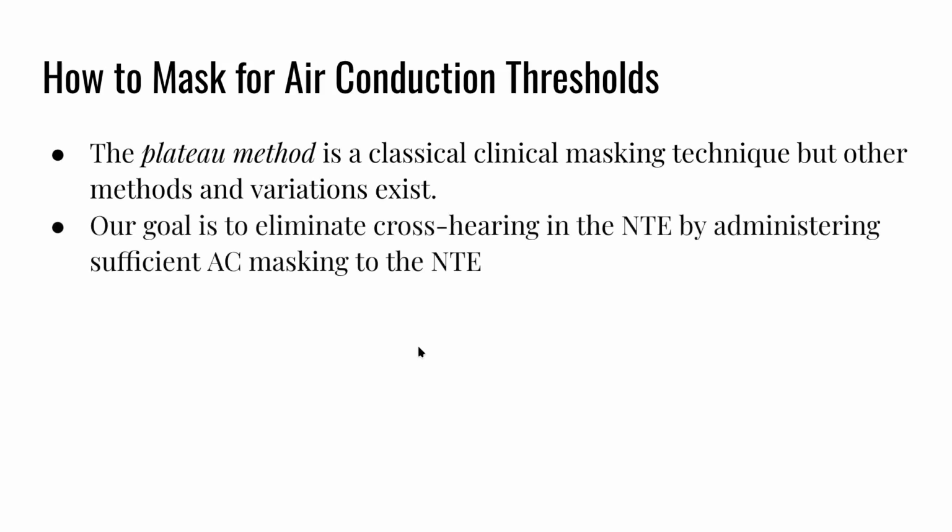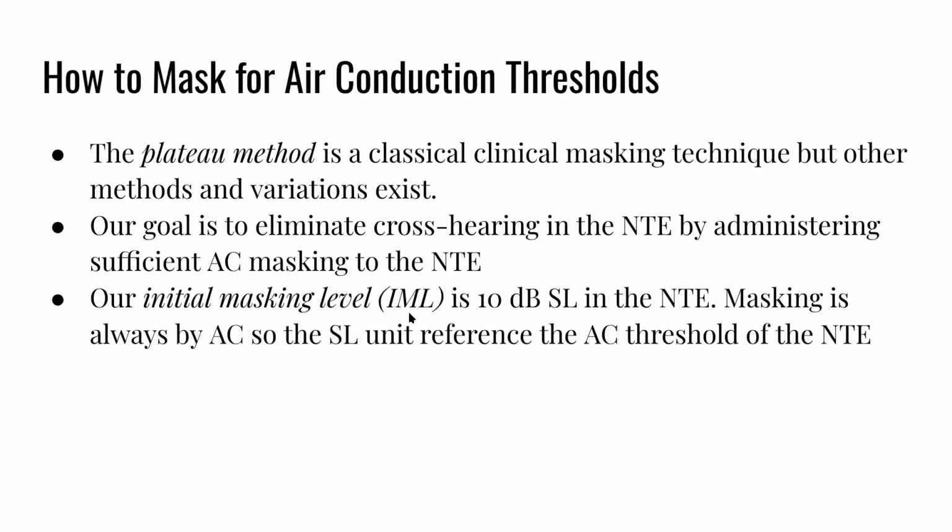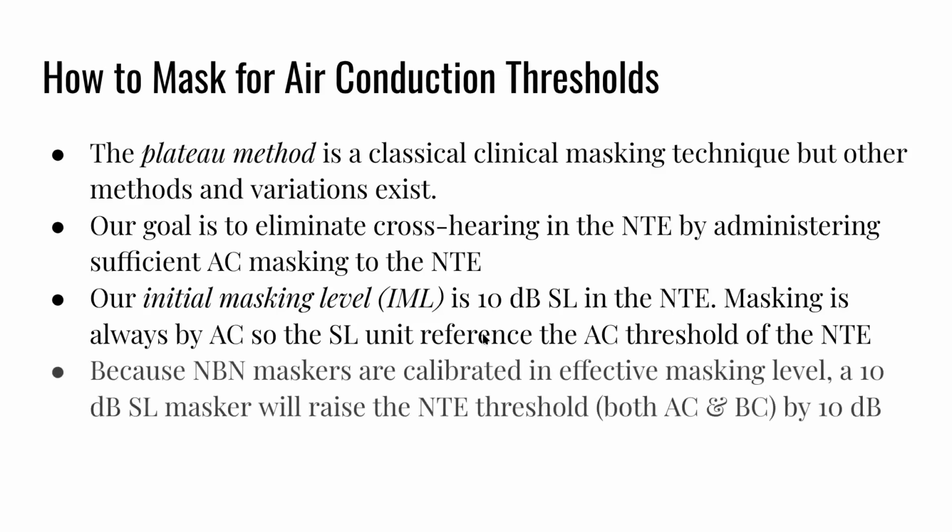Let's talk again about how to mask for air conduction thresholds. We use the plateau method. This is the classical clinical masking technique, but other methods and variations do exist. Our goal is to eliminate cross-hearing in the non-test ear by administering sufficient air conduction masking to the non-test ear. Our initial masking level is 10 dB sensation level in the non-test ear. So 10 dB above the threshold of the non-test ear when we're doing air conduction masking. Masking is always by air conduction, so the sensation level unit references the air conduction threshold of the non-test ear.